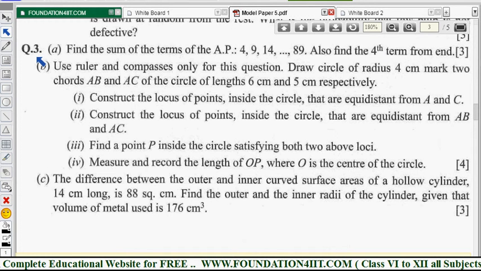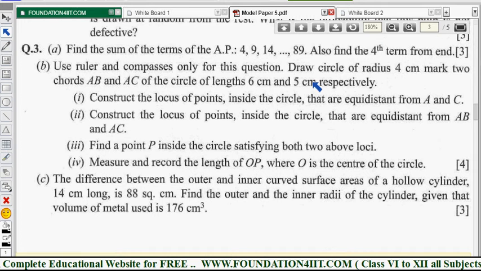So from this paper, question number 3. The first one is: find the sum of terms of the AP 4, 9, 14 and so on till 89. Also find the fourth term from the end. Okay, we need to find the sum of the terms and the fourth term from the end.